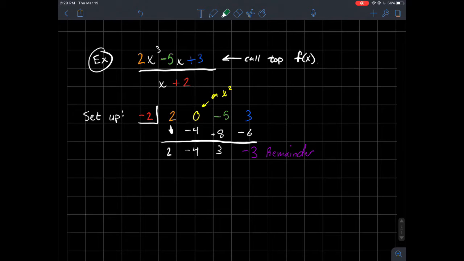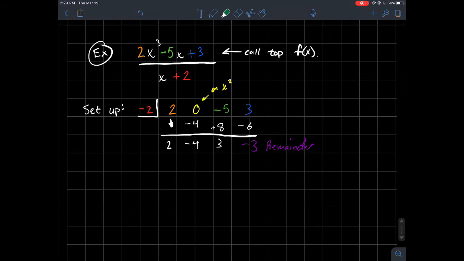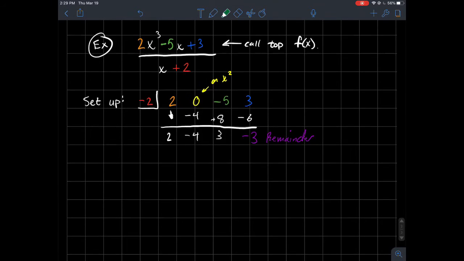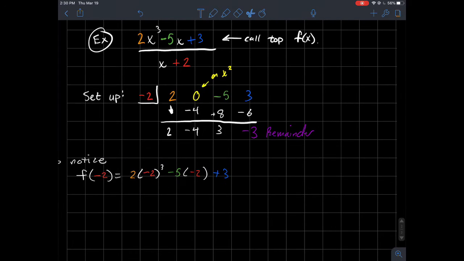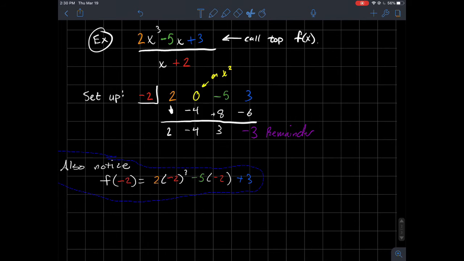To remind me what we did when we divided this, we got down to here, and now all I want to focus on is that -3 is the remainder. So if you're a little rusty on the synthetic division, go back and watch that video to see how we got to the bottom. So what I want to show you now is how to relate this remainder to what that's actually also equal to.